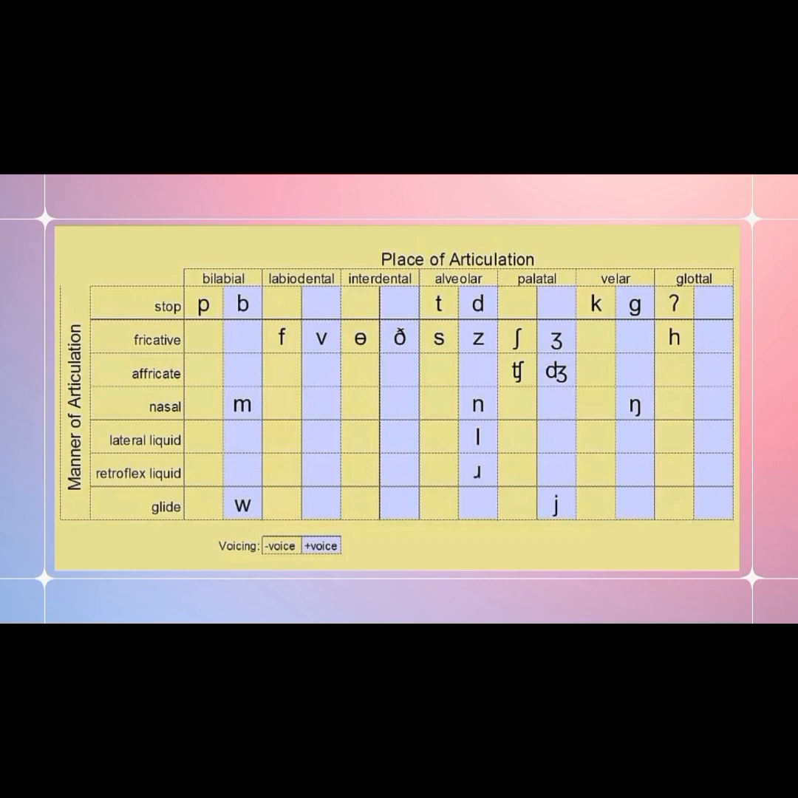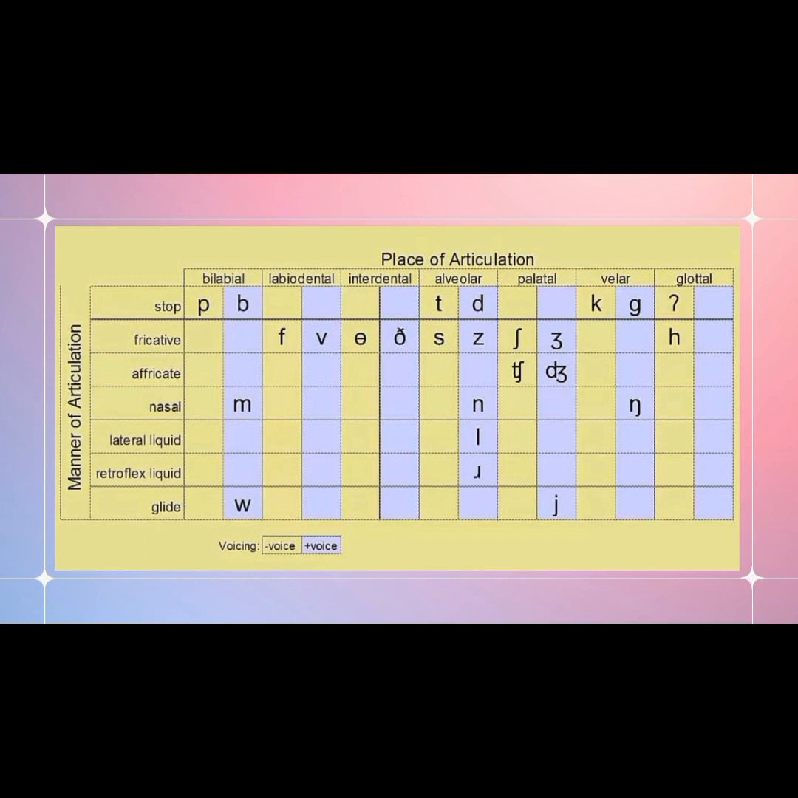This is where the lips and teeth meet to form sounds. Next is interdental. This involves placing the tongue on the upper teeth. Next is the alveolar. The alveolar ridge is what you can feel with your tongue just behind your teeth.